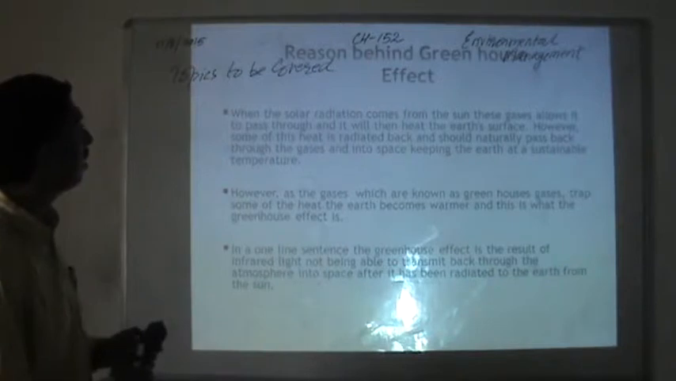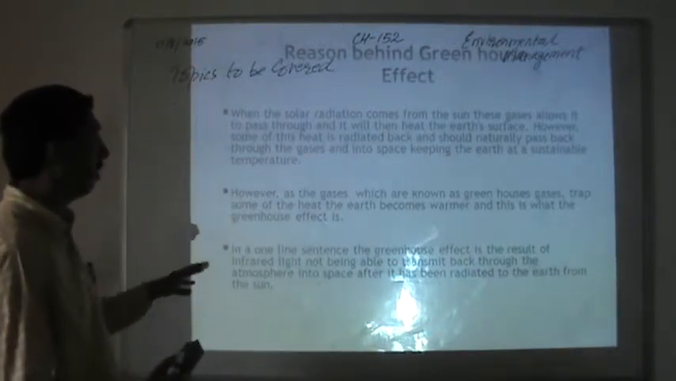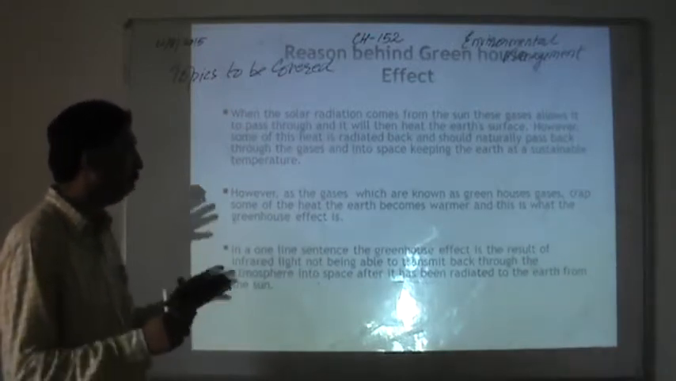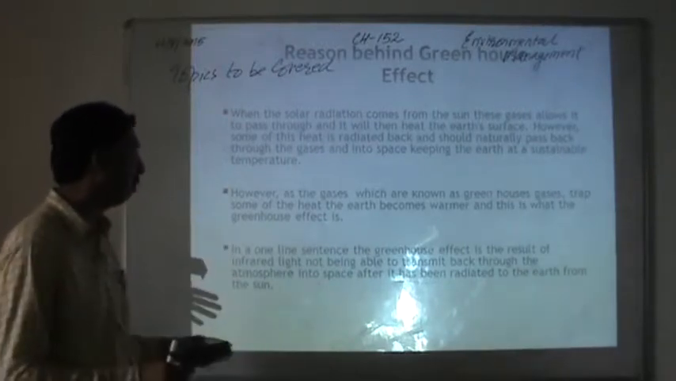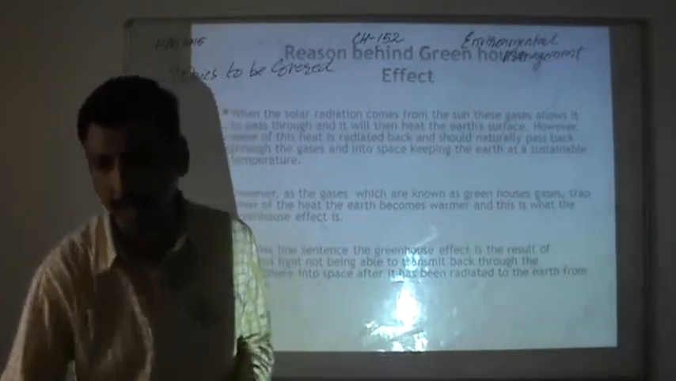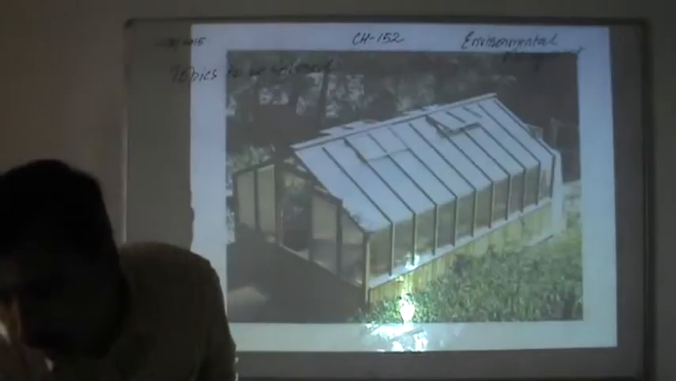When the solar radiations come from the sun, the atmosphere allows them to pass through, but several gases present in the atmosphere block these radiations, and they are trapped in the earth's atmosphere and can't go back, thereby increasing the temperature of the earth, which is known as global warming.